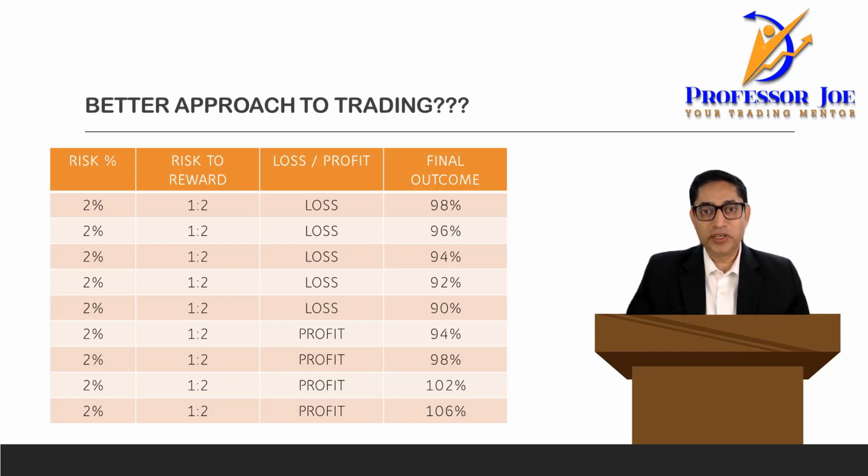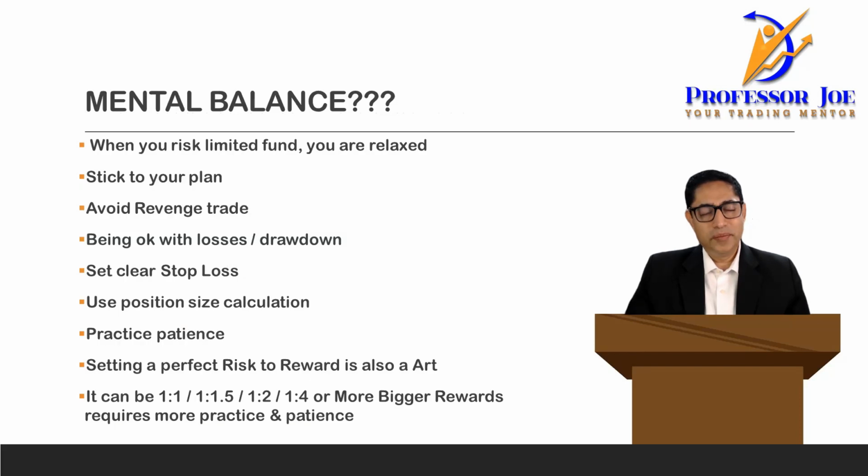And with your next profit, you are at 106% of your equity. So when you plan your trade and you have proper risk management in place and you know how much you are investing per trade, this way you can keep your drawdown in control. And whenever your strategy works, you quickly bounce back into profit, into the green zone. That's what they call it. Remember, when you risk limited, you are relaxed.